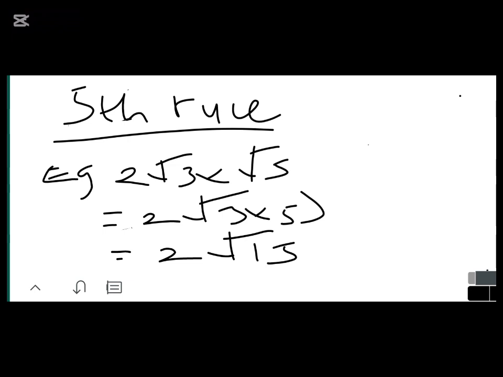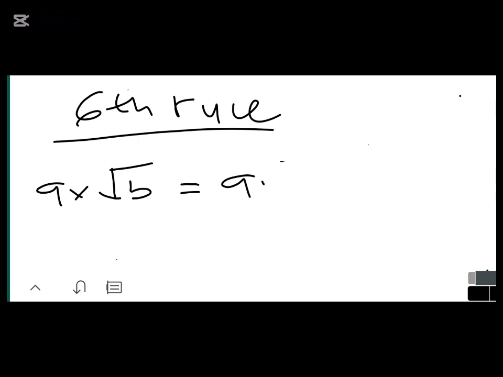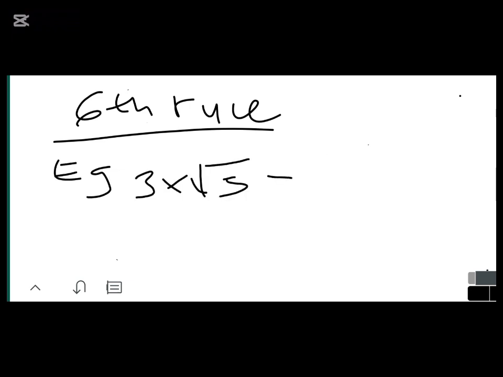Let's take the sixth rule or property. When you have a multiplying square root of b, this can be written as a square root of b. Very simple. Let's take an example: 3 multiplying square root of 5 gives us 3 square root of 5. This is a simple property or rule of surds.